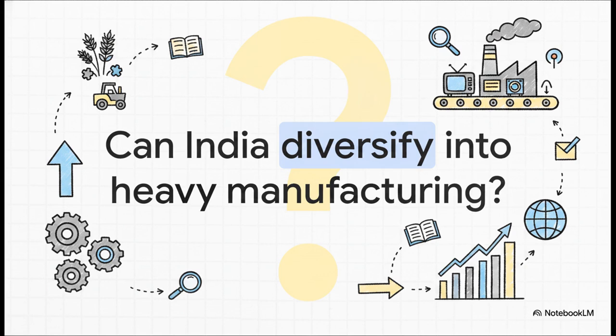Can India diversify into heavy manufacturing and consumer durables, much like its East Asian peers did, to finally close that decades-long trade deficit? The anatomy of India's trade has evolved incredibly over 50 years, from agriculture to light industry. But making that next evolutionary leap, that is the absolute key to true global competitiveness.